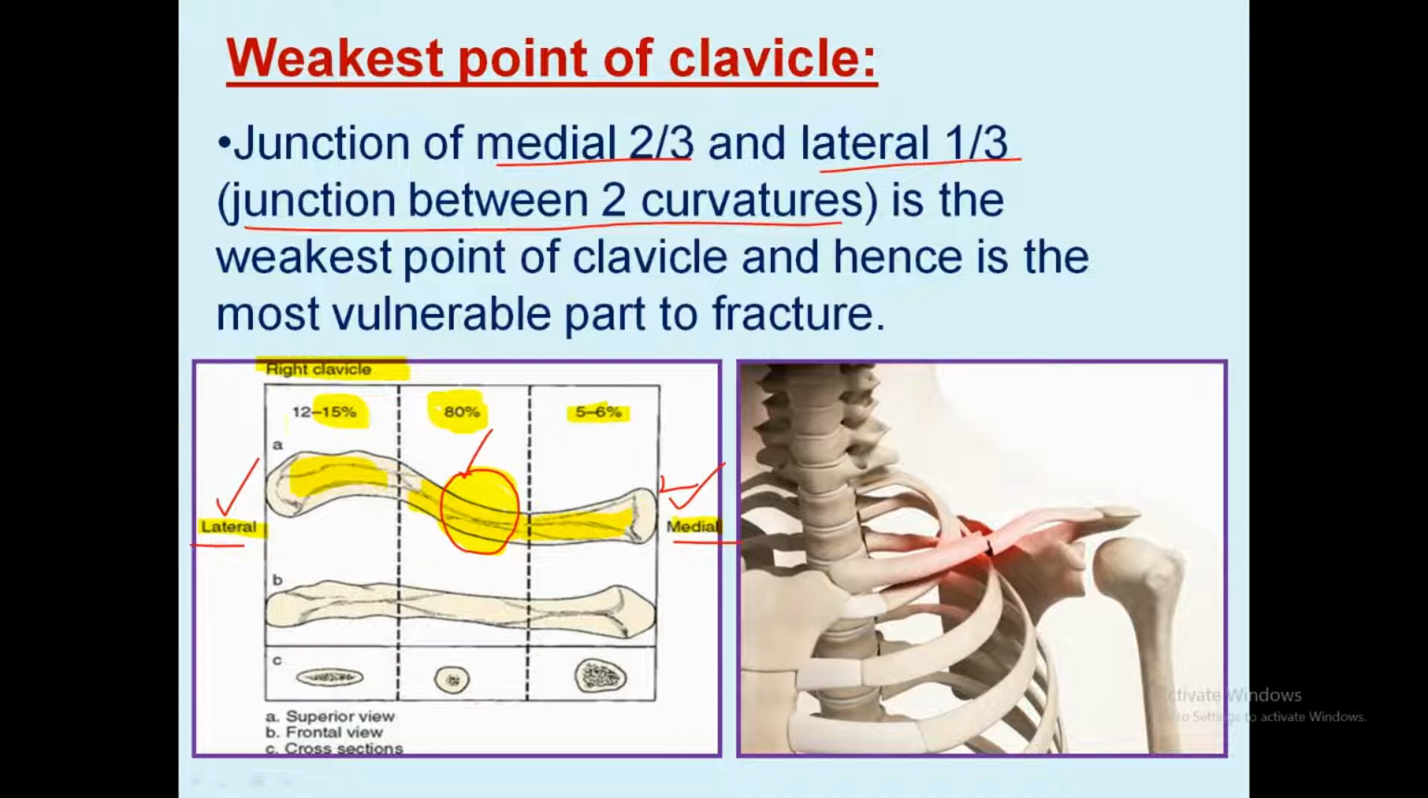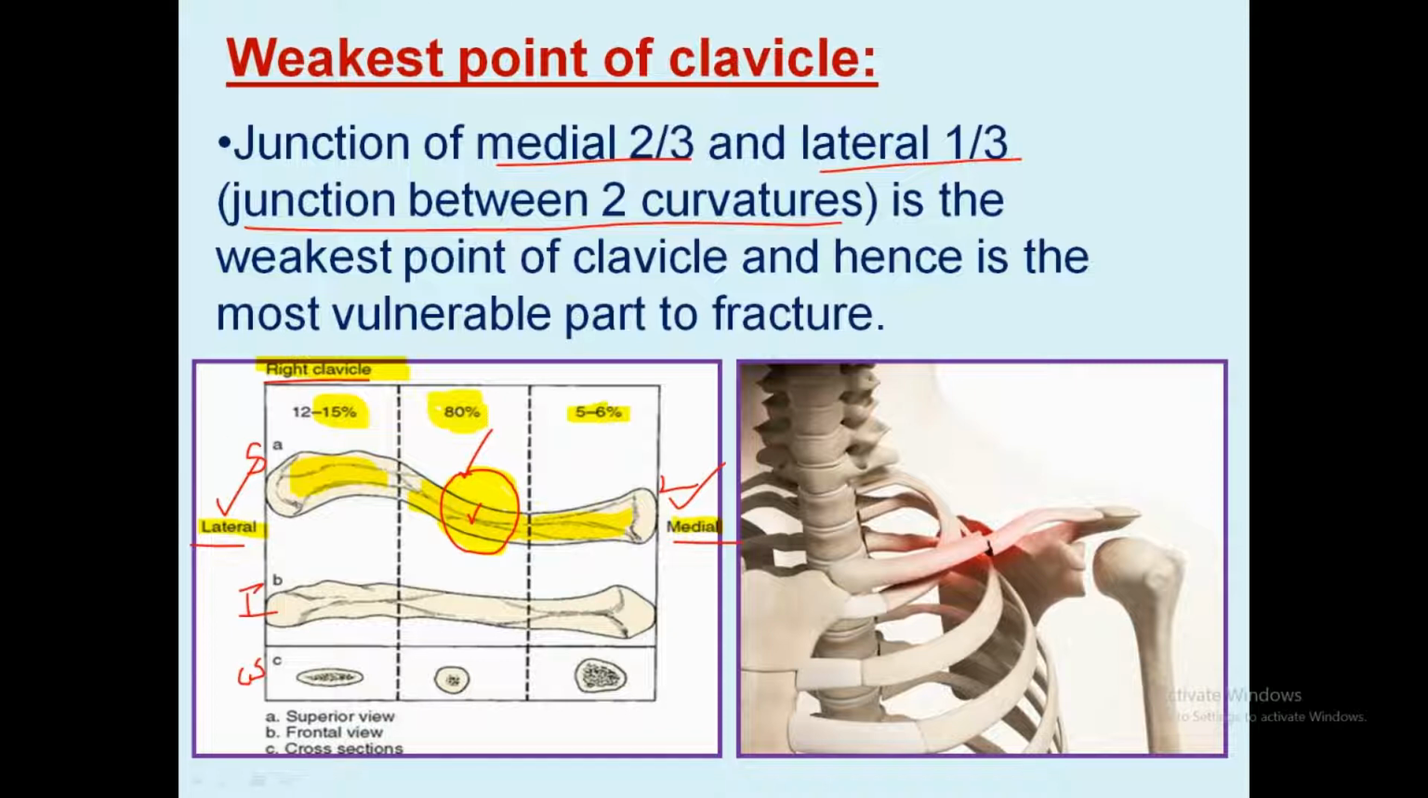So இது superior aspect, இது superior aspect, இது frontal, that is the inferior aspect, and this is the cross section. The right clavicle, which is the weakest point of the clavicle, it is the junction between the two curvature, is the weakest point of the clavicle and it is the most vulnerable part to fracture.